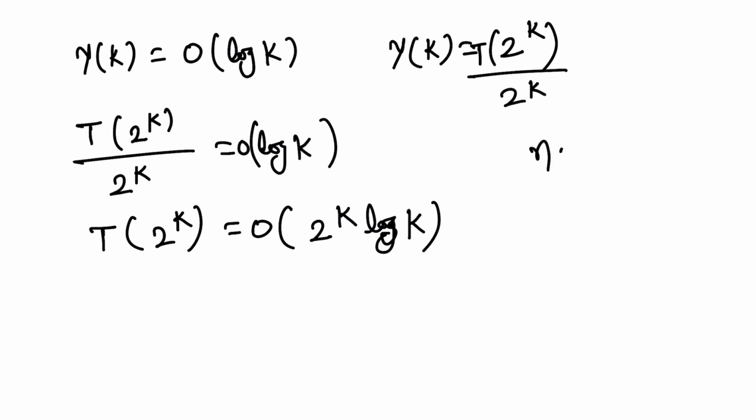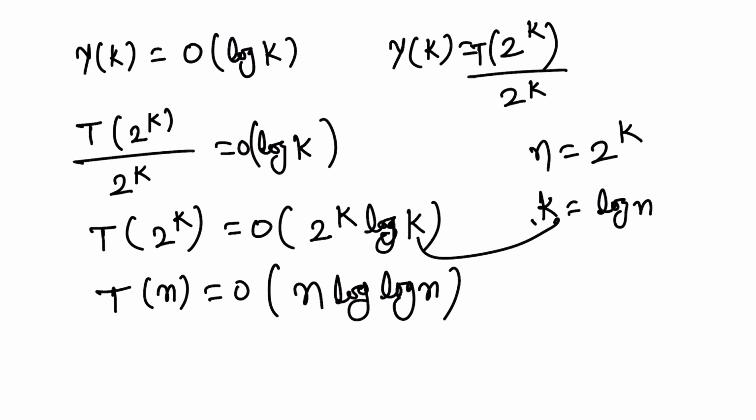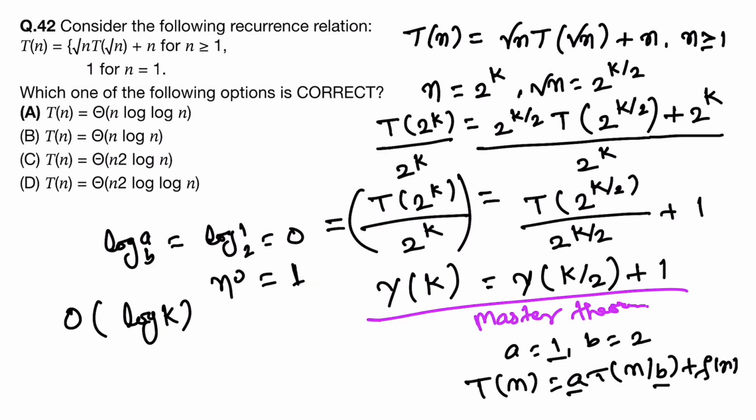and initially we have taken n equal to 2 to the power k, so k equal to log of n. So T of n will be order of 2 to the power k, that is n, and log of k, so log of n, since k is log of n. So its complexity will be order of n log n, so option A.